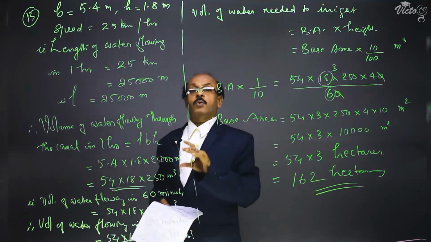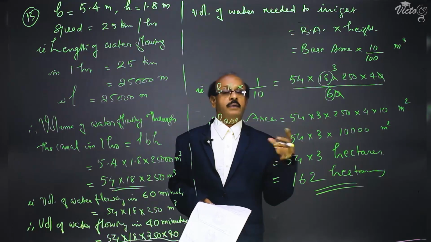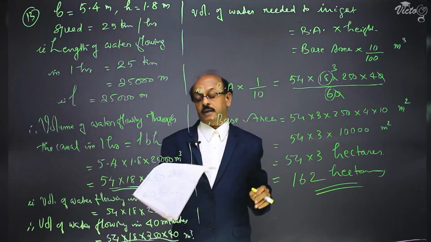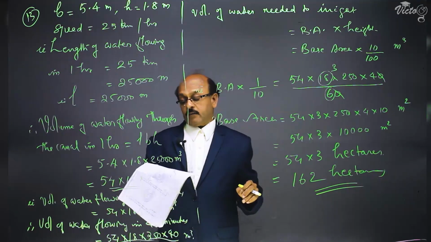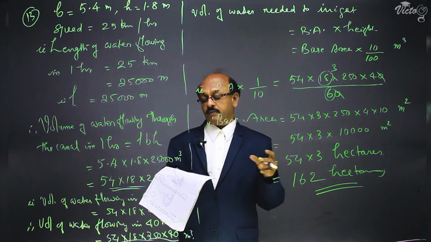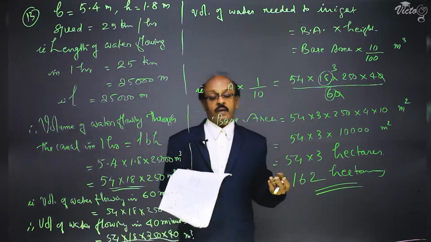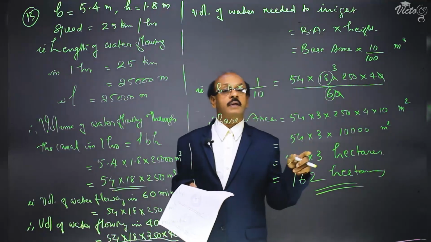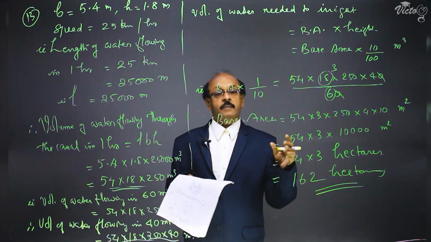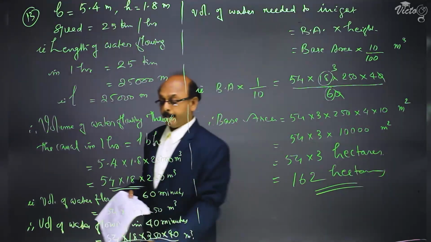So, with this quantity of water, we can irrigate 162 hectares of area with a standing water level of 10 centimeter. That is the answer. How much area can it irrigate in 40 minutes if 10 centimeter of standing water is required for irrigation? That was the question. Therefore, the answer is we can irrigate 162 hectares of land in 10 centimeter standing water in 40 minutes. That is the answer.